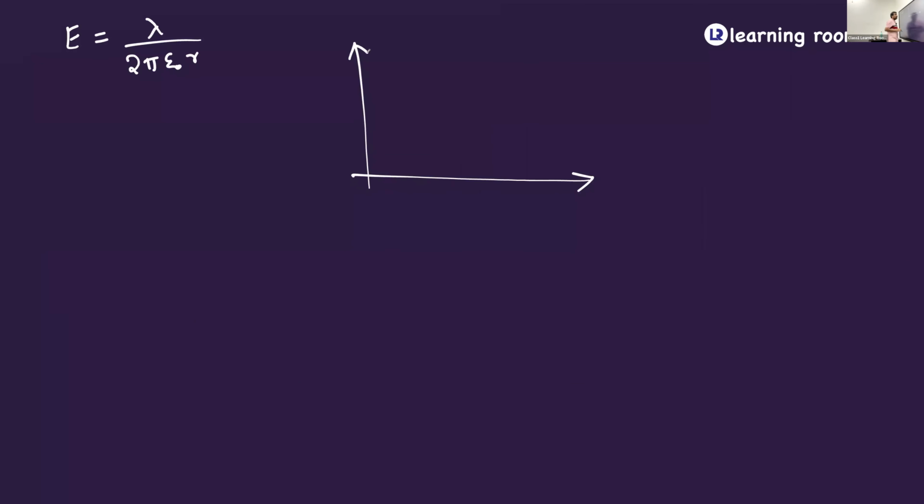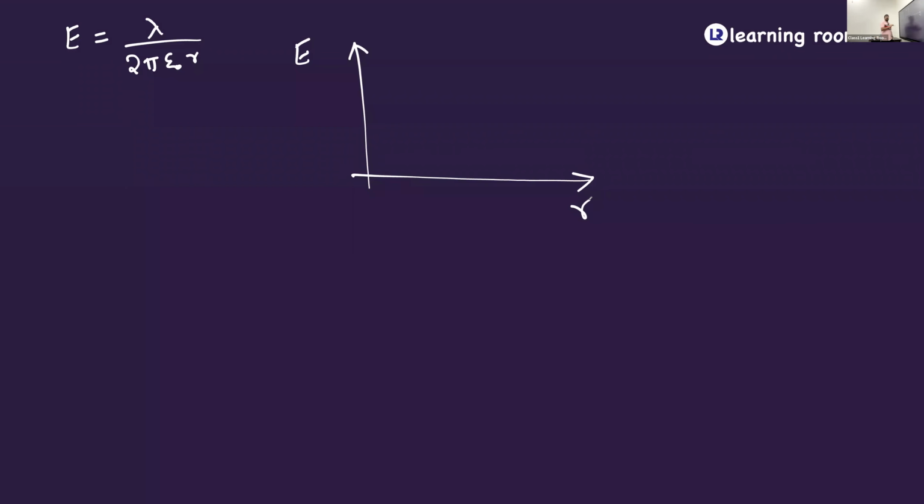If you plot the graph between electric field and distance, tell me one thing: when I say the graph between electric field and distance, which one should I take on the y-axis and which one on the x-axis? Electric field on the y-axis and the distance on the x-axis. Why is it so? Because the x-axis is always independent. You're able to understand, right?